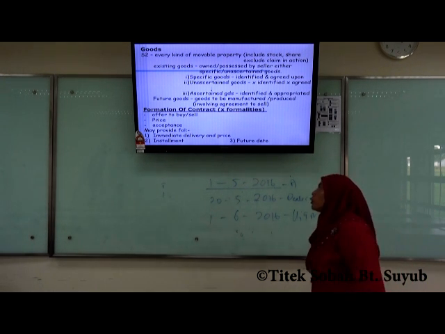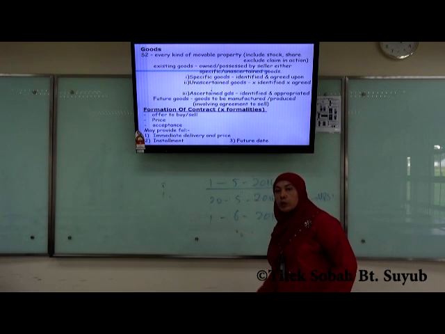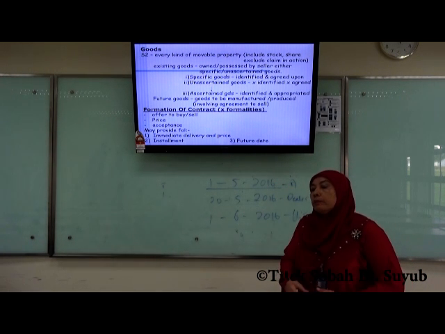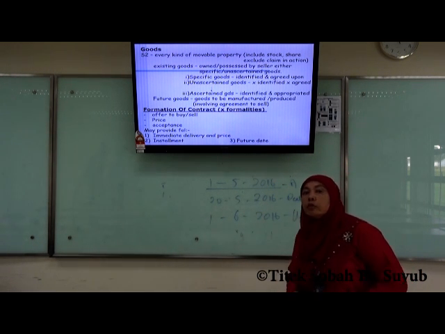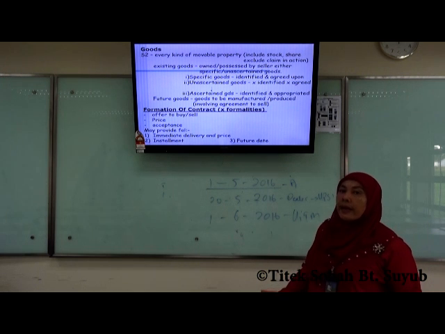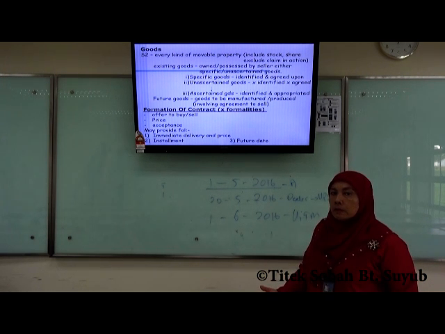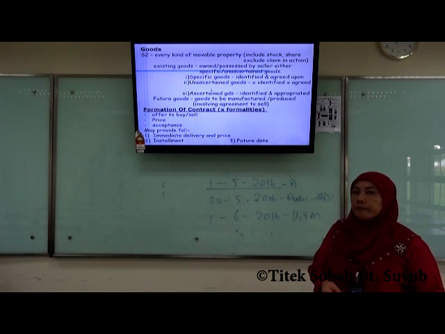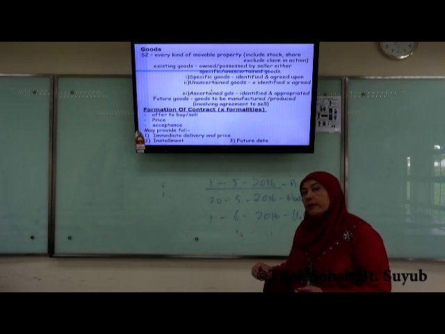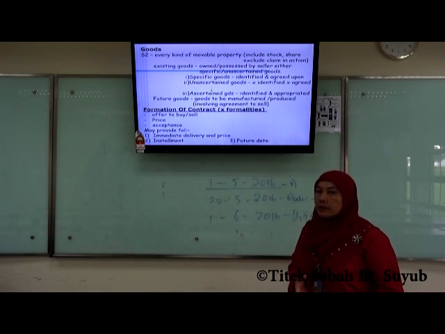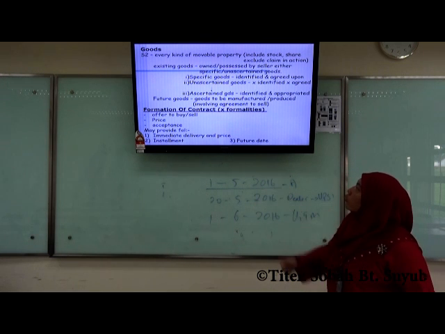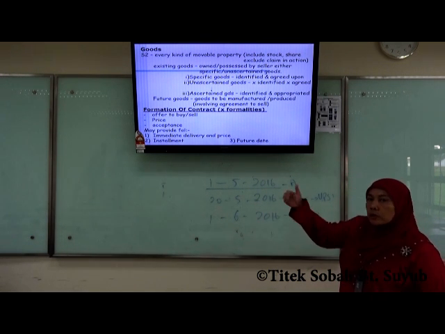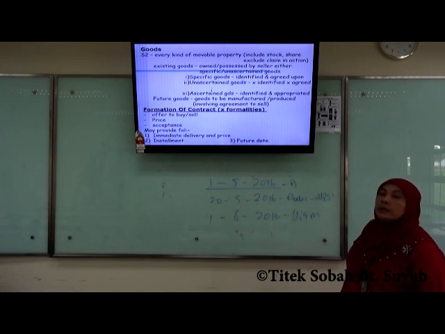So what are actually future goods? Future goods are goods which need to be manufactured, which need to be produced. They do not exist yet. The buyer orders these goods and they will be manufactured according to what the buyer wants. So this is known as future goods, and under this situation, of course, it involves only an agreement to sell.